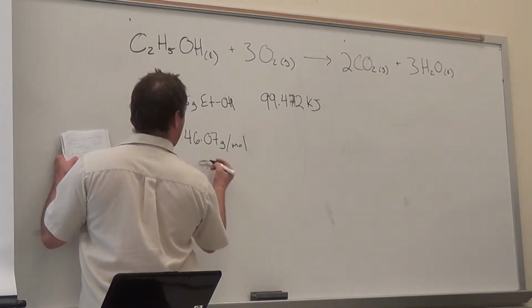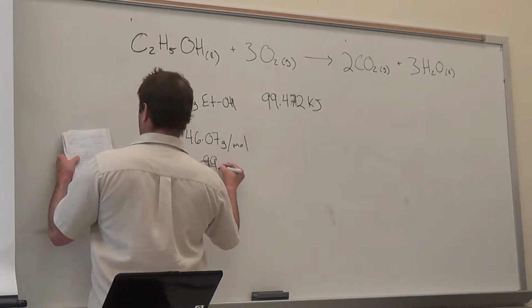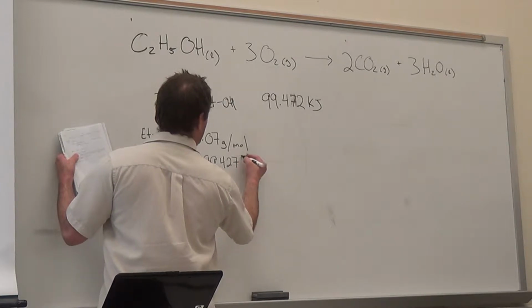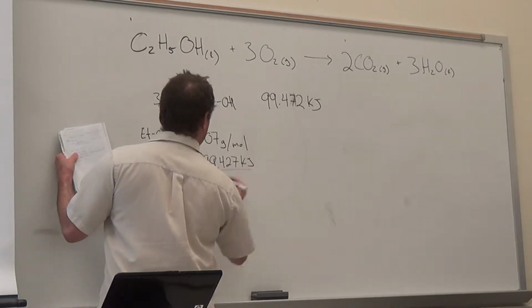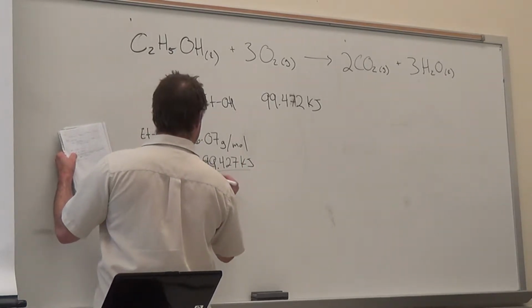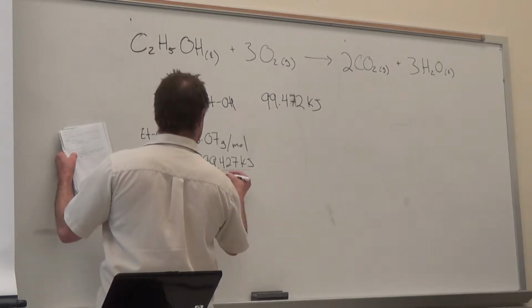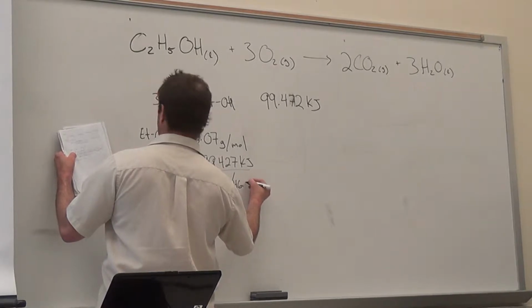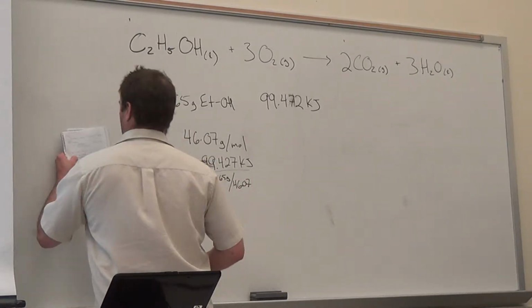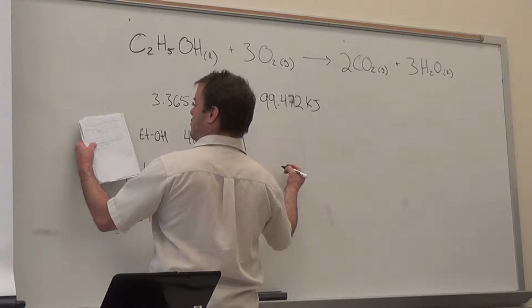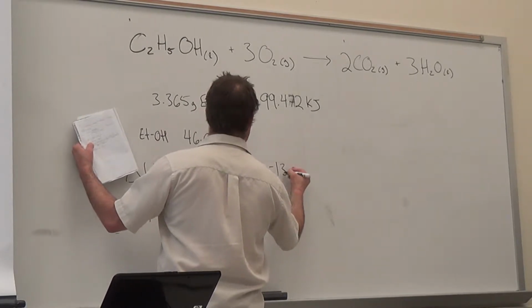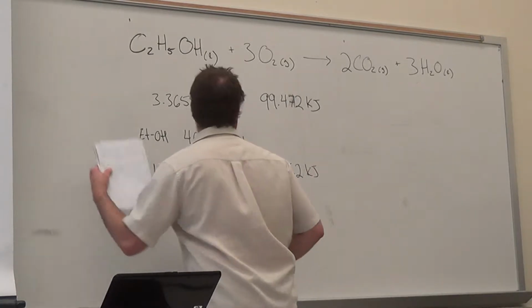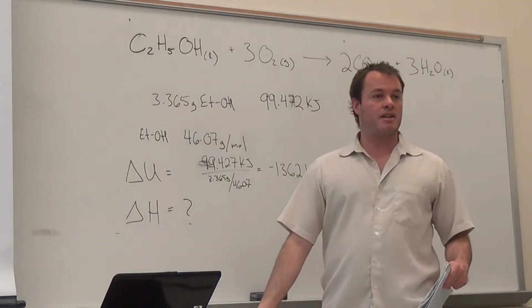Divide the energy by the number of moles, so it's 99.427 kilojoules. And then that number of moles is the 3.365 grams divided by the molar mass, which is 46.07. Run that calculation, and you find out that there's negative 1.362 kilojoules released in the constant volume process.